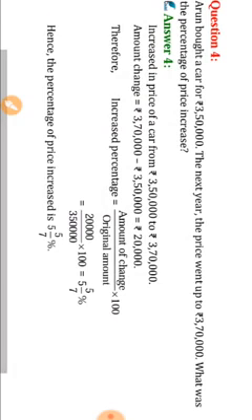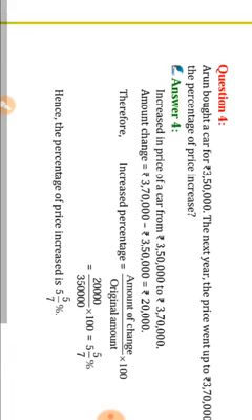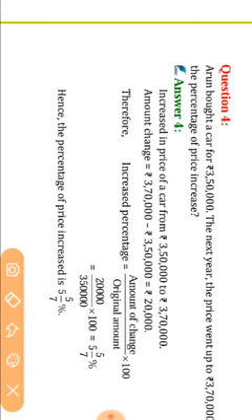Okay, it is also the same, instead of decrease, increase. Arun bought a car for 3,50,000. The next year the price went up to 3,70,000. So how much is the increase? 20,000 increases here. Okay, so 20,000 on 3,50,000 into 100. So 5 and 5 by 7%.